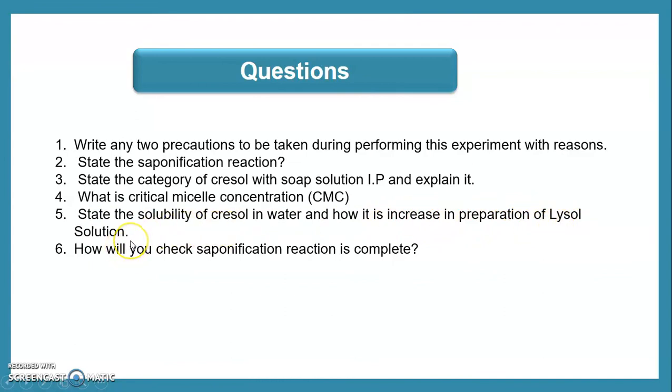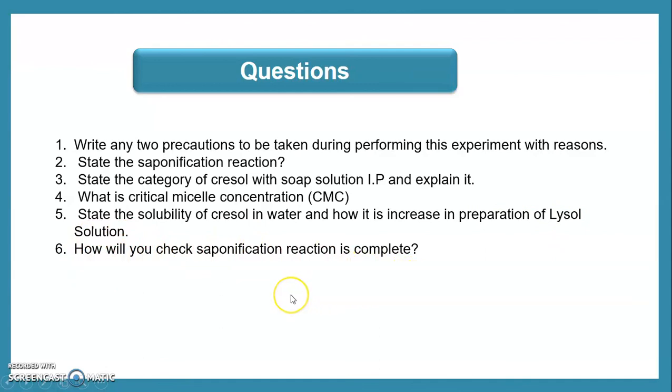The solubility of Cresol in water is only 1 in 50, and the solubility of Cresol in water is increased by soap of fatty acid. That means it is only small. If we mix the Cresol in water, its solubility is not too much. It is a little bit insoluble. But we made it soluble by forming its soap solution. How will we check the saponification reaction is complete?